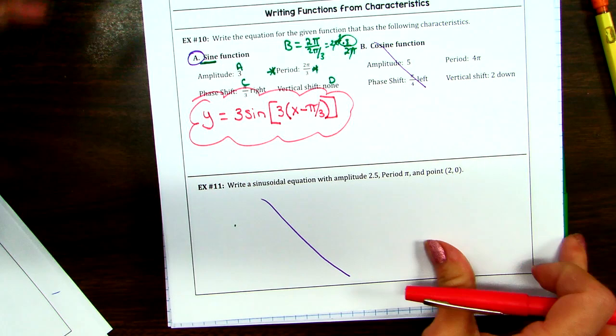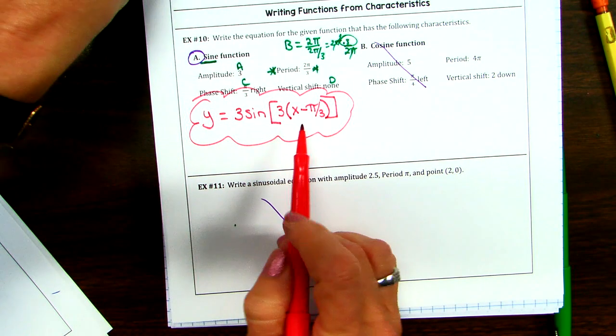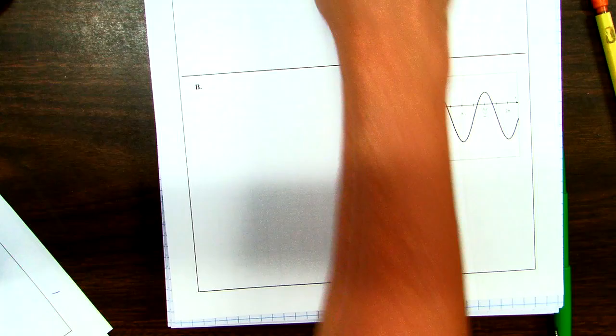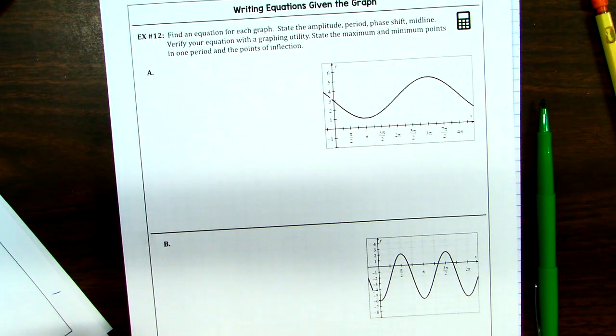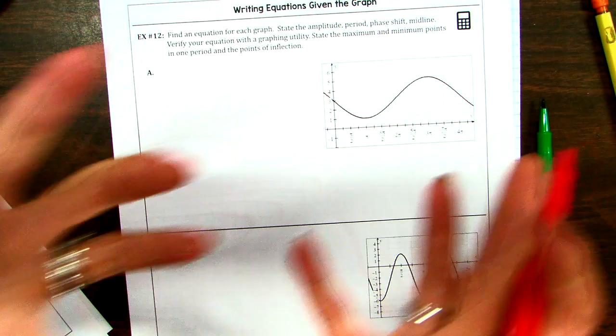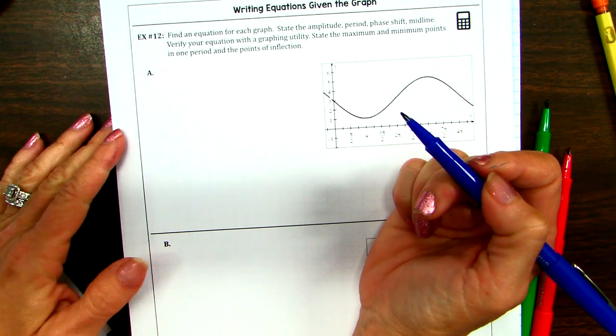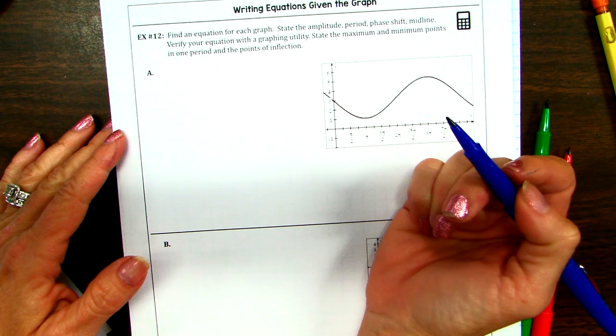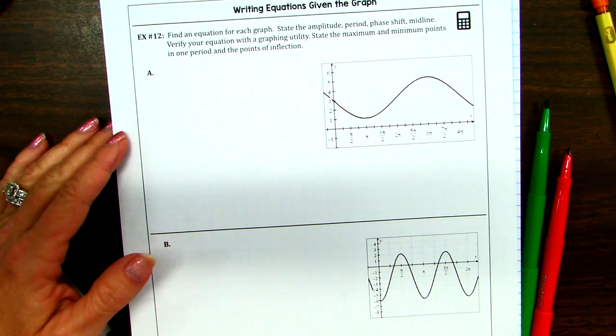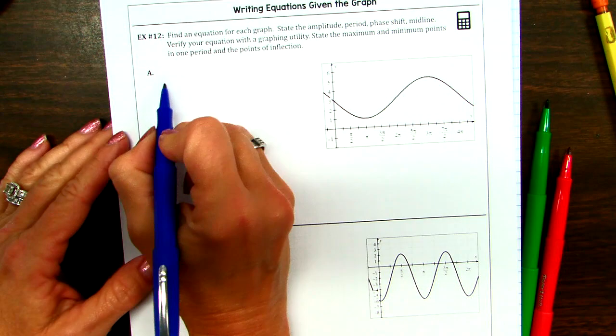Now let's do our last one, which is writing an equation from a graph. Here's a graph. We're going to do the same thing. We're going to pull information off. So things that we need are A, B, C, and D, really, right? We need an amplitude.